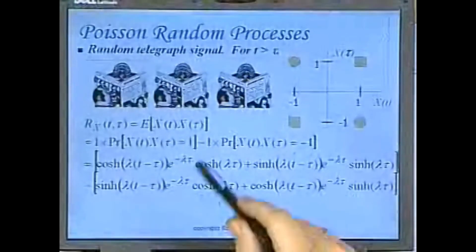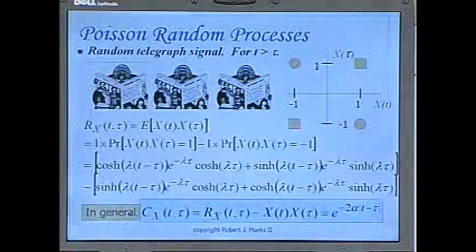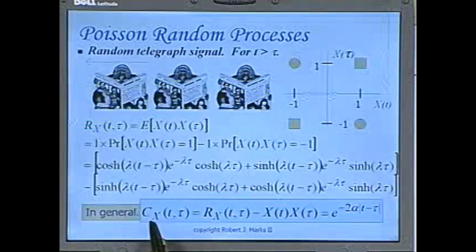And if we do that, we get something which looks ugly, but when we get down to it, here's the result. The autocovariance is equal to e to the minus 2 alpha, and assuming that the telegraph signal goes for negative time too, Poisson points for negative time, it's equal to e to the minus 2 alpha magnitude of t minus tau.